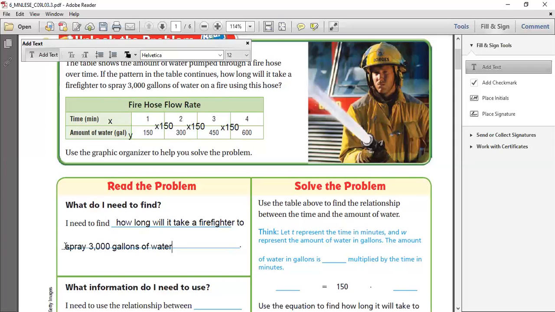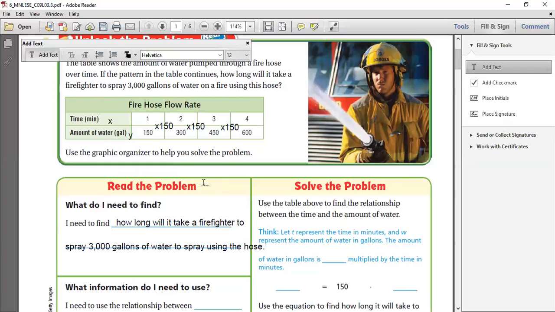That's it, water to spray using the hose. Okay, so this is what you're going to write. I just shortened it up, that's all.